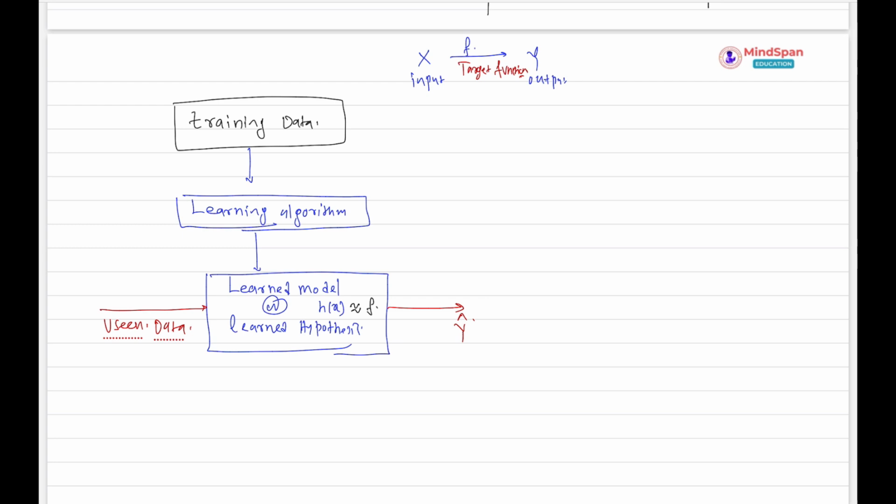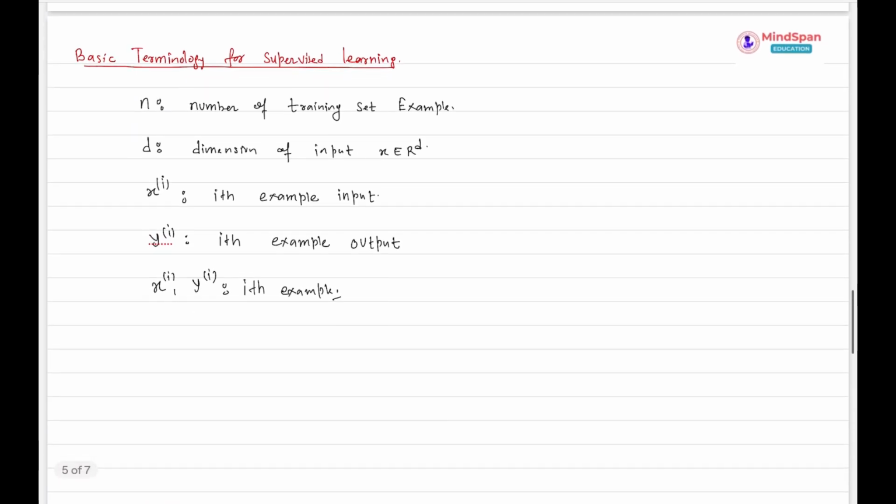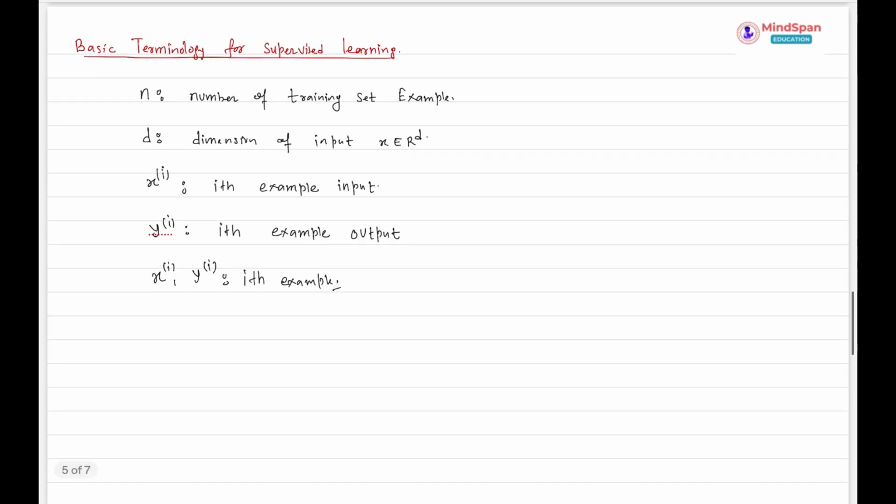We will start with linear regression. Before going into that, let me give you some terminology that we will be using under the supervised learning setting. For whatever learning algorithm we talk about, we will be using these variables. Like, n will denote the number of training examples, the total number of examples.